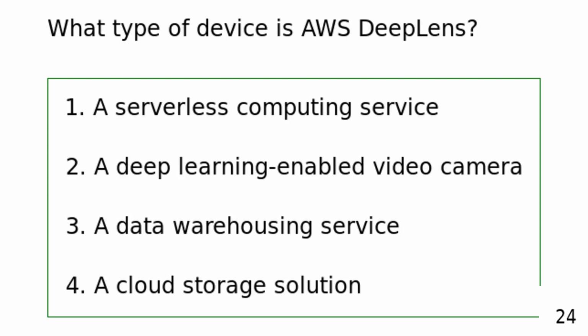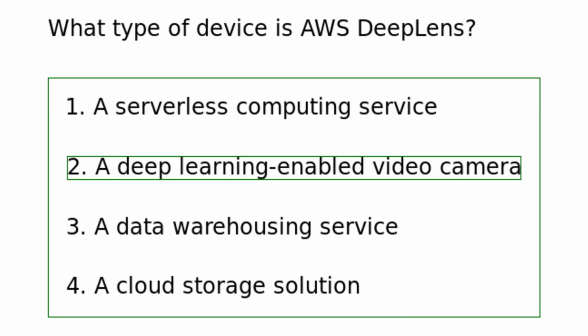What type of device is AWS DeepLens? A serverless computing service. A deep learning-enabled video camera. A data warehousing service. A cloud storage solution. AWS DeepLens is a deep learning-enabled video camera that can process and analyze video streams in real time.